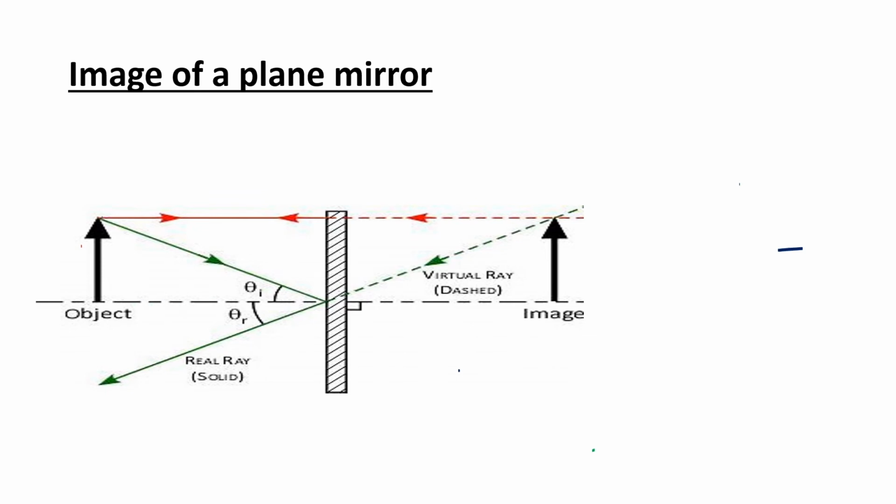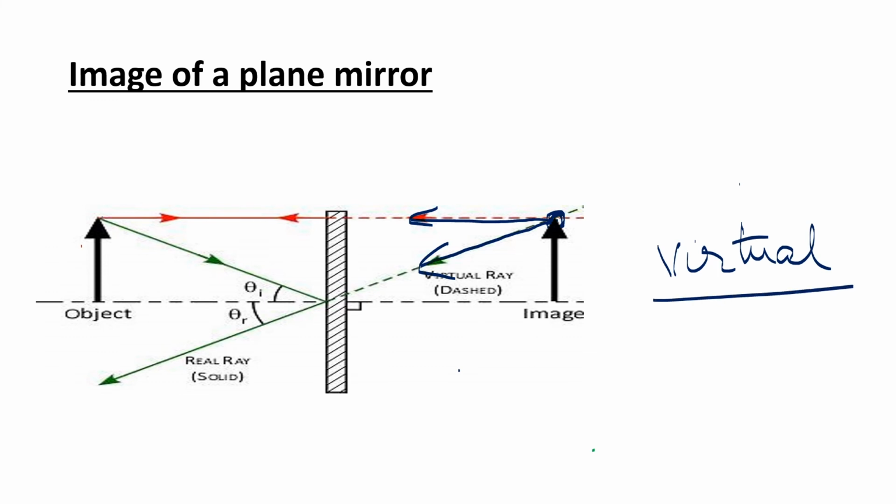Now you extend this reflected ray backwards. This is the extension. Okay, this reflected ray, you produce it backwards, and you can see at this point it is meeting. These reflected rays meet at this point, and you will get the image at that point. This ray and this ray appears to diverge from this point. If it appears to diverge like that, you will say that you are getting a virtual image. Virtual image means image is not real. You cannot obtain virtual images on a screen.